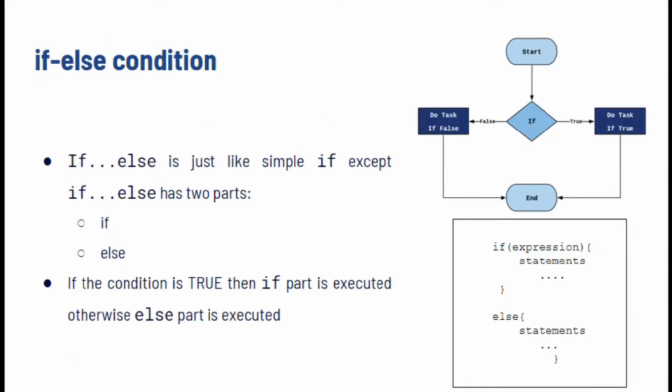Unlike the simple if structure, the if-else structure has two parts, the if and the else. In this variation of the if statement, if the condition is true, then the code following the if is executed. If the condition is false, the code following the else block is executed. And finally, code after the if-else structure is executed.